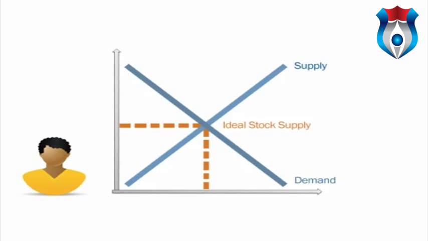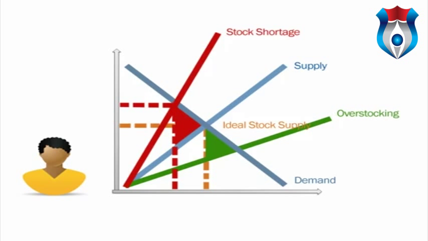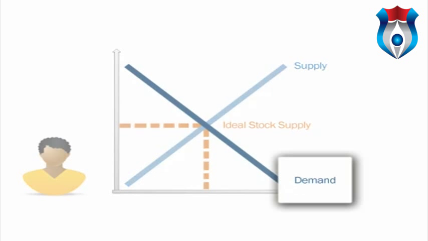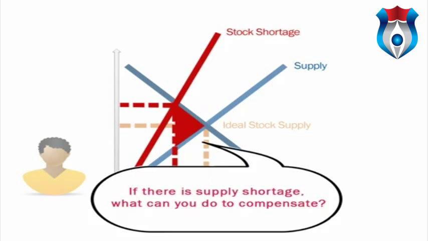When producing to stock, meeting demands while maintaining an ideal stock supply is easier said than done. Often, overstocking or stock shortage hinder you from maximizing your profit. So how do you accurately assess demand to provide an appropriate amount of supply? If there is supply shortage, what can you do to compensate?